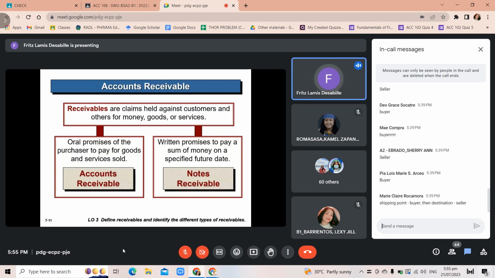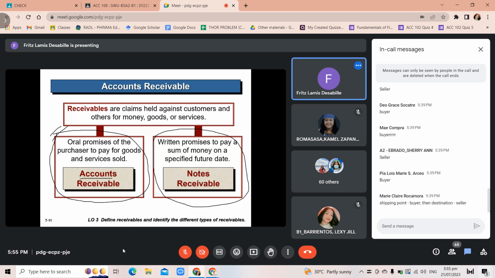So accounts receivable. Receivables are claims against customers and others for money, goods, or services. We have two main receivables, of course, and we will be discussing accounts receivable and notes receivable. We kind of discussed notes payable in Phil 124, but accounts receivable will be the heart of our topic.